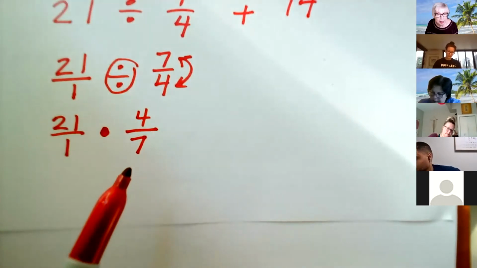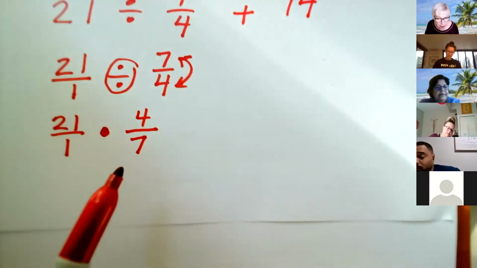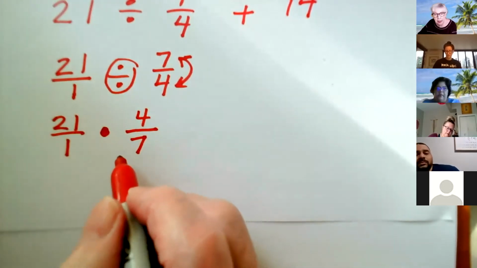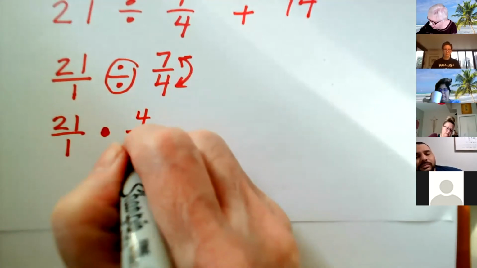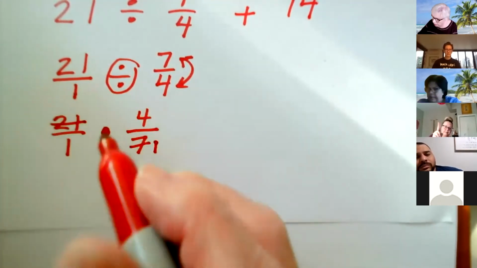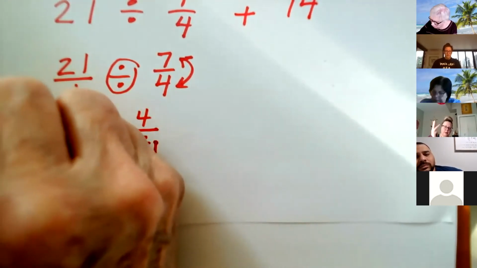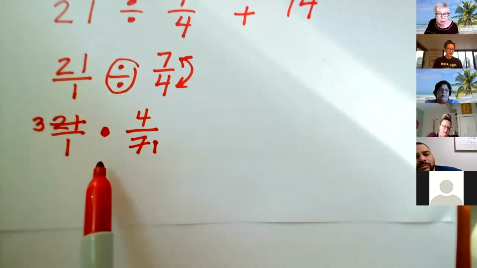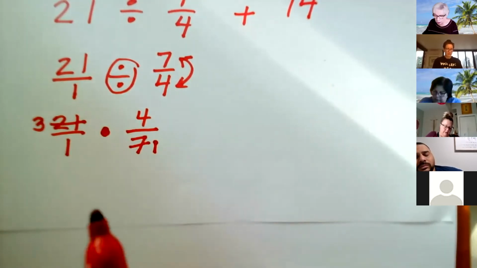Now, you can't reduce unless it's multiplication. But once it's multiplication, this is fair game. And I'm going to divide both of them by 7. 7 into 7 once, 7 into 21 three times. So now I have no choice but to multiply across because there's no more action here.